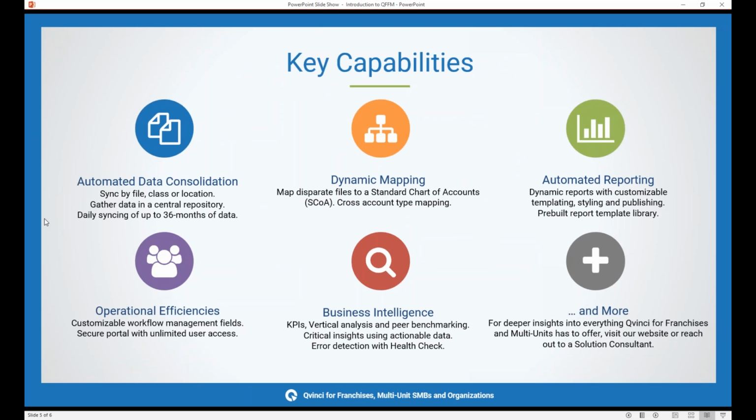So, just a few quick takeaways here before we move on. We offer automated data consolidation, so we can sync by file, by class, or by location. And again, we do retain that data up to 36 months. So that is the entire previous 2 years plus year to date of the current year. With our dynamic mapping, we are able to map to that standard chart of accounts and also perform cross account type mapping. We have automated reporting, your operational efficiencies to include collaboration and workflow. And we also provide you business intelligence such as KPIs, vertical analysis, and peer benchmarking.